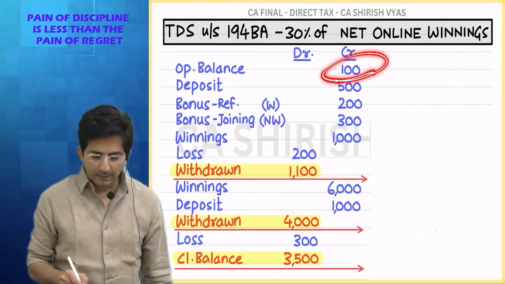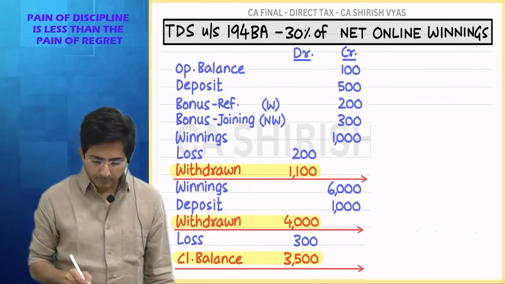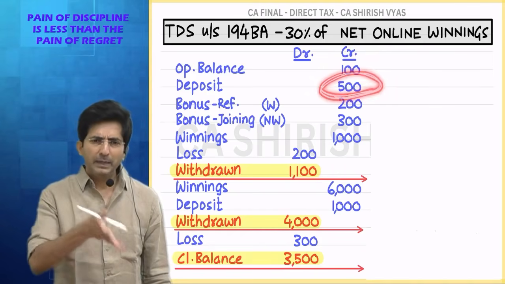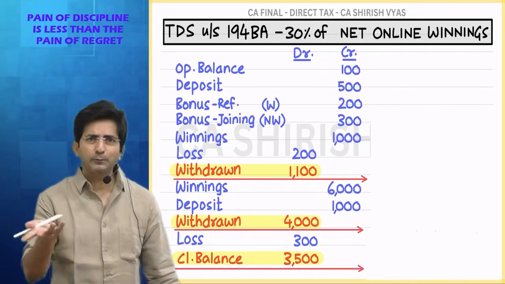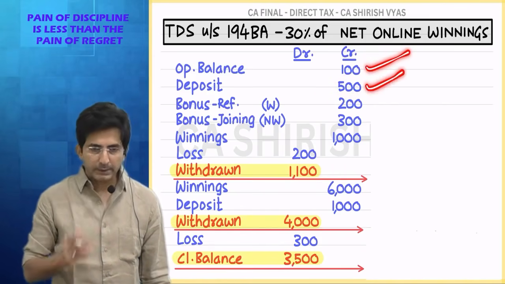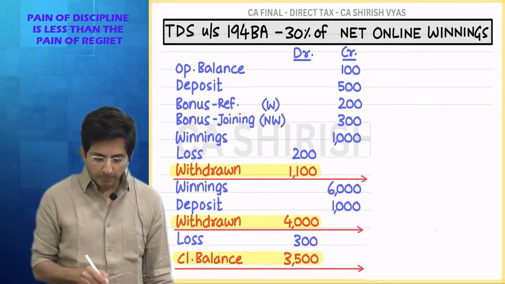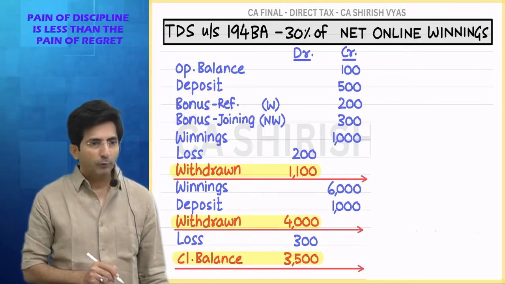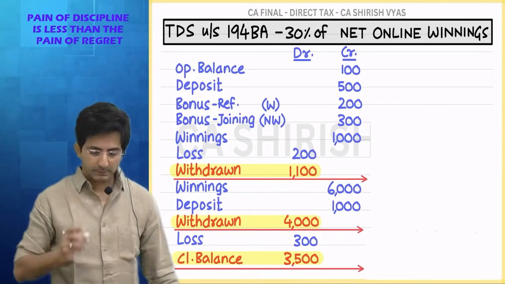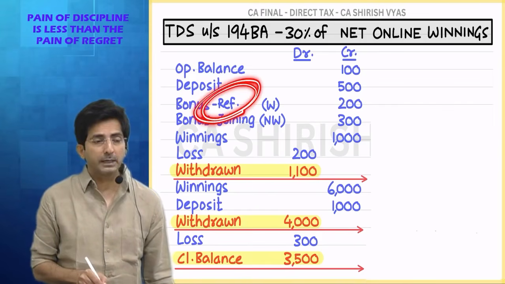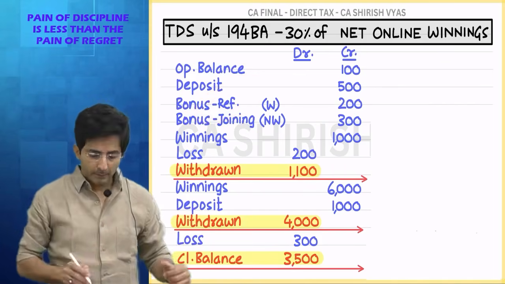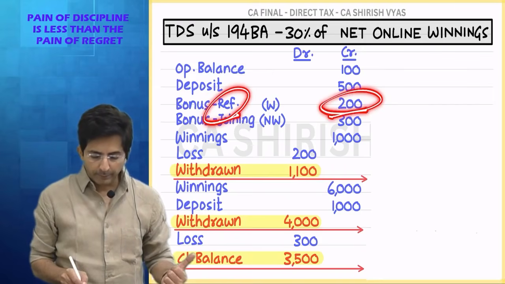So your opening balance is 100. Then during the year you deposited 500 rupees. Why did you deposit? To play games you have to deposit money. You cannot play games for free. So you deposited, and already you had a balance of 100. You deposited 500. And then the gaming company gave me a bonus. They encourage gamers to play more and more, and since I am a regular gamer, they gave me a bonus. This bonus is called a referral bonus. Referral means maybe I have referred some of my friends to play that game on the gaming platform. So I got a referral bonus of 200.